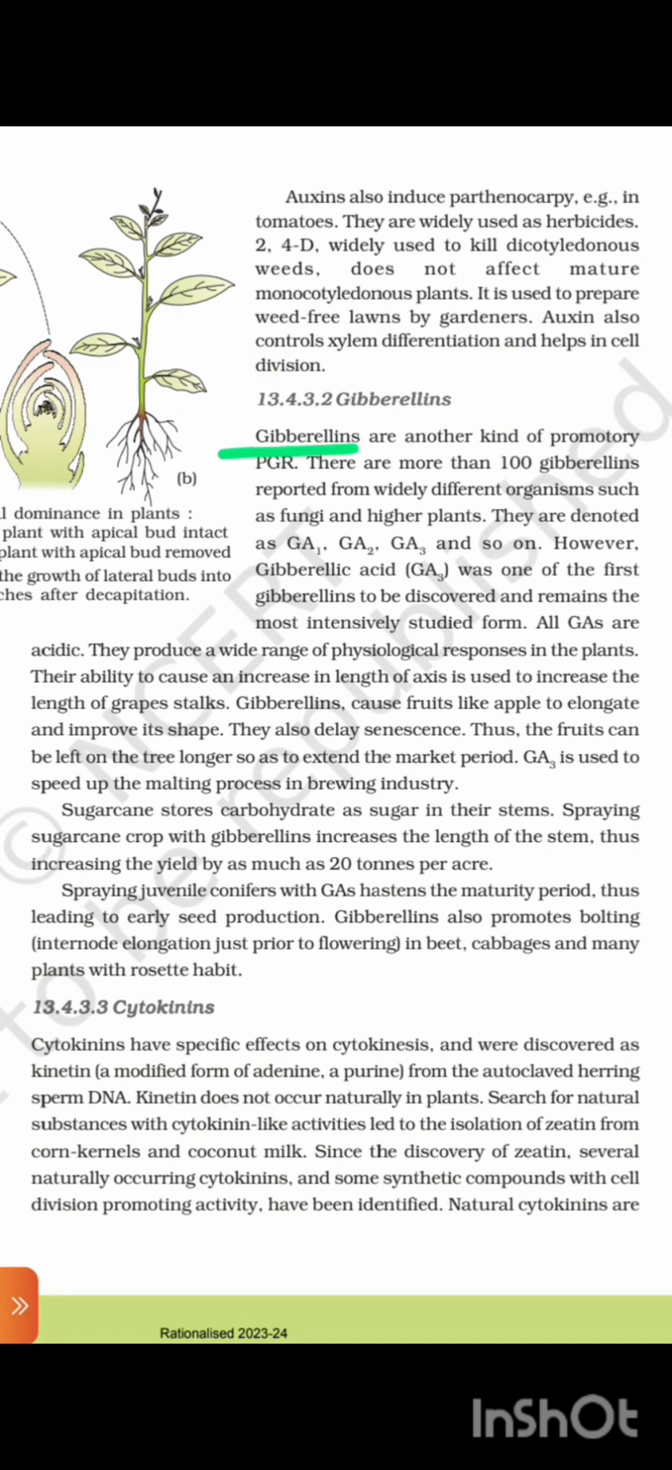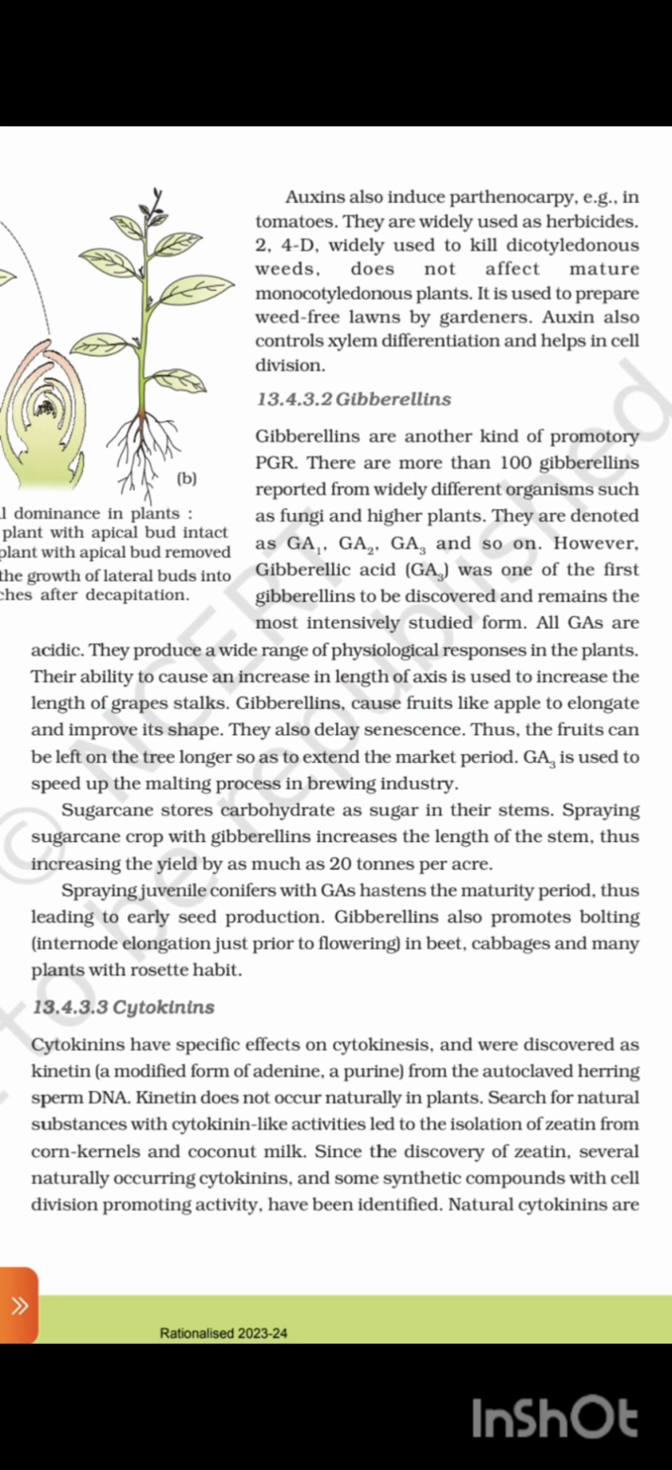13.4.3.2 Gibberellins. Gibberellins are another kind of promotory PGR. There are more than 100 gibberellins reported from widely different organisms such as fungi and higher plants. They are denoted as GA1, GA2, GA3, and so on. However, gibberellic acid, GA3, was one of the first gibberellins to be discovered and remains the most intensively studied form. All GAs are acidic. They produce a wide range of physiological responses in the plant.